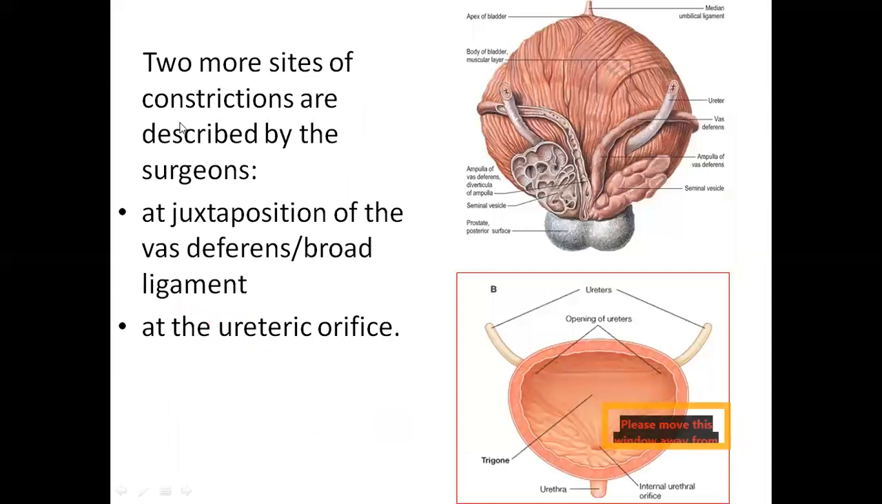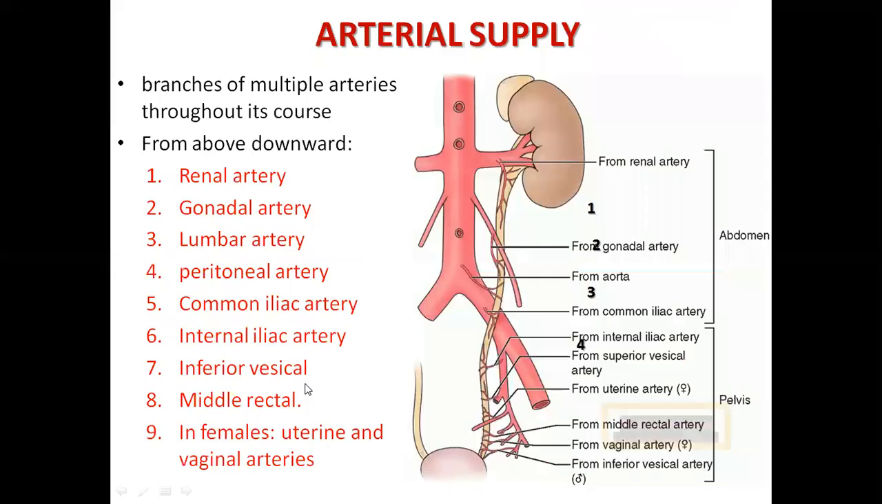Now, 2 more sites of constrictions are described by surgeons: at the juxtaposition of the vas deferens, where it is crossed by the vas deferens, and in case of females where it is related to the broad ligament, and at the ureteric openings. These are the orifices. Here also there may be constriction as described by surgeons.